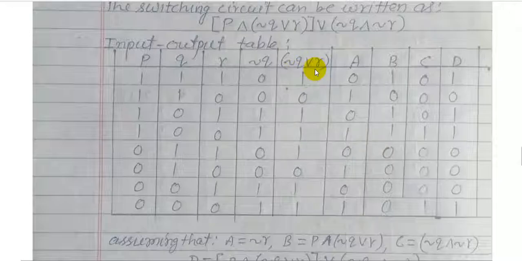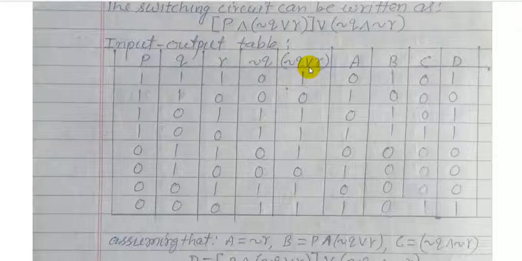Negation Q or R: 1 or 0 is 1, 0 or 0 is 0, 1 or 1 is 1, 0 or 1 is 1, 1 or 0 is 1, 0 or 0 is 0, 1 or 1 is 1, 0 or 1 is 1. For the OR rule, if anyone is 1, then it is 1, otherwise 0. At least one must be 1. In the same tables, instead of T and F, we write 1 and 0.